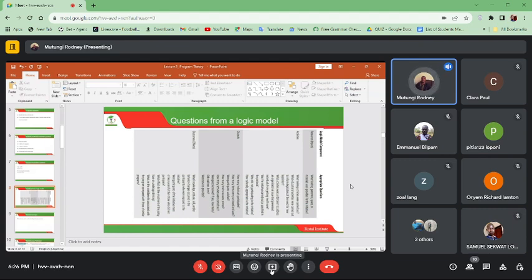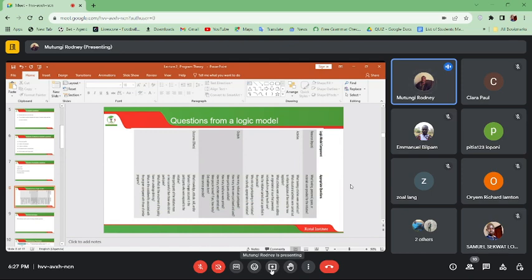Then from outputs, we ask ourselves the questions relating to outcomes. What knowledge or what attitude, what skill, or change in behavior occurred in the participants who were exposed to the activities, okay, or to the initiative. So in the outcome, we now want to know, was there a behavior change amongst those people who attended that activity, and what could that change be? Okay, so that is how we ask ourselves those questions.